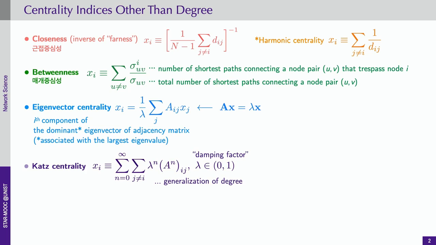Right. The Katz centrality is a generalization of degree. While degree counts the number of immediate neighbors, Katz centrality counts all the nodes that can be reached through a path, with the contributions from distant nodes being penalized according to this power law, lambda to the power of n.